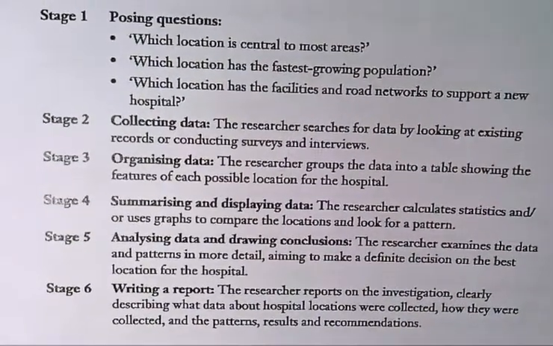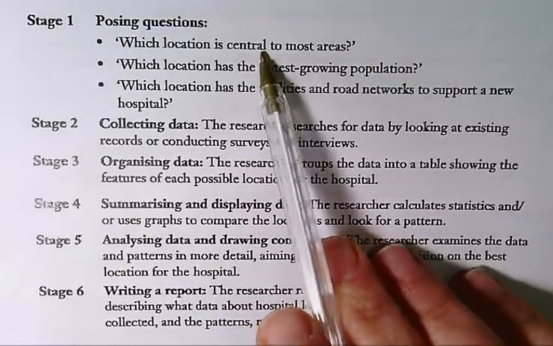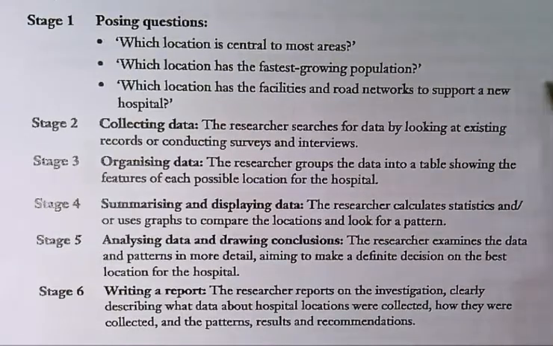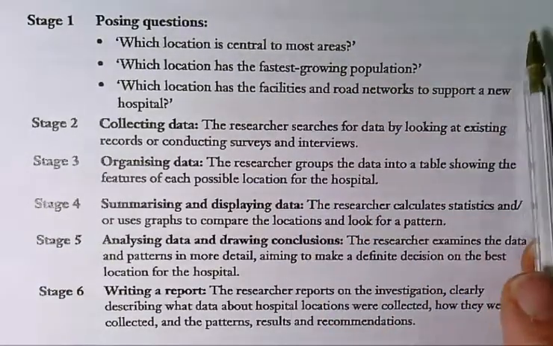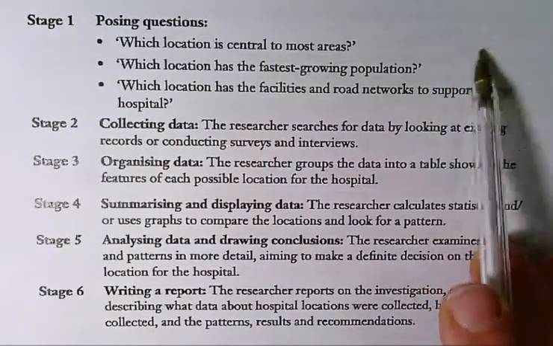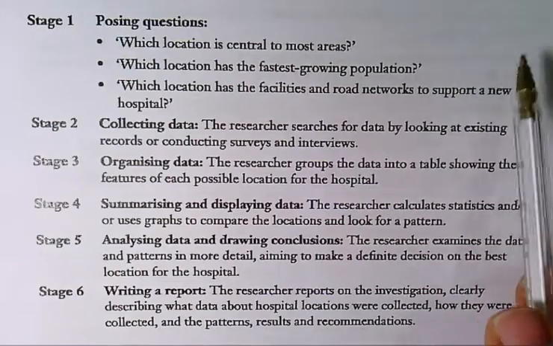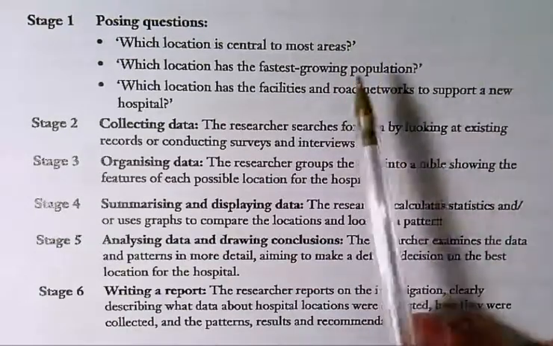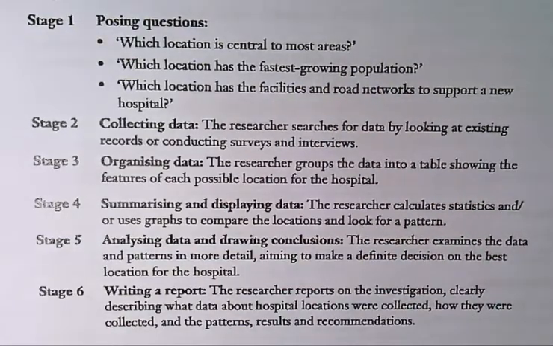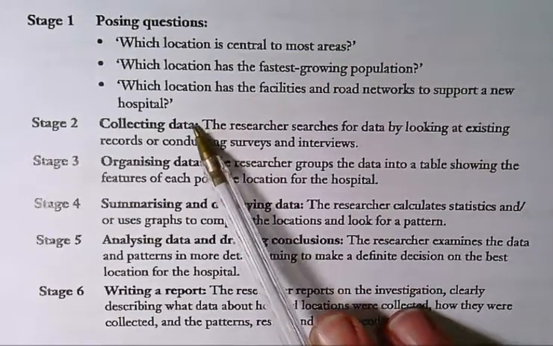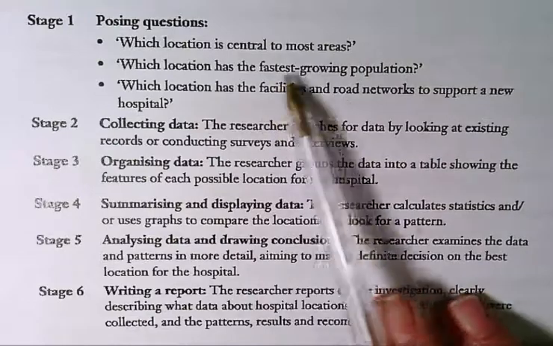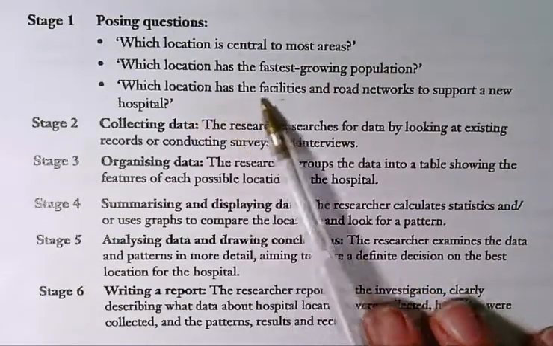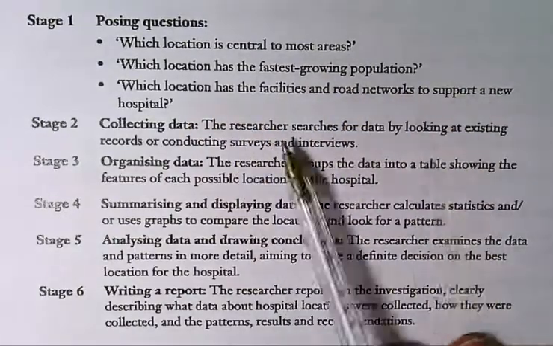Some sort of questions might be, which location is central to most areas? You don't want a hospital where, let's say, all the people live here and the hospital is over here. The hospital needs to be in the centre of where this big population might be. Also, which location has the fastest growing population? So in which areas are there more people living now? Because if you've got a fast growing population, you're going to need a new hospital to be able to service those people. And which location has the facilities and road networks to support a new hospital?